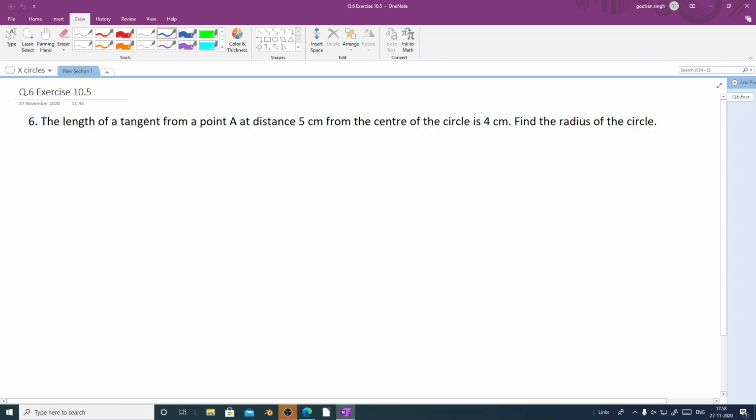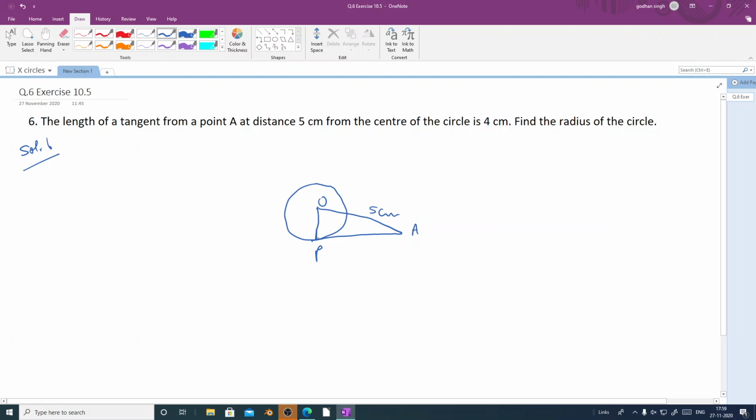Question 6, exercise 10.5. The length of a tangent from a point A at a distance of 5 cm from the center of the circle is 4 cm. Find the radius of the circle. Solving question number 6, first we'll draw a rough figure. Suppose this is the center of the circle O, and there is a point A, so OA is 5 cm, and let the tangent touch the circle at point P.